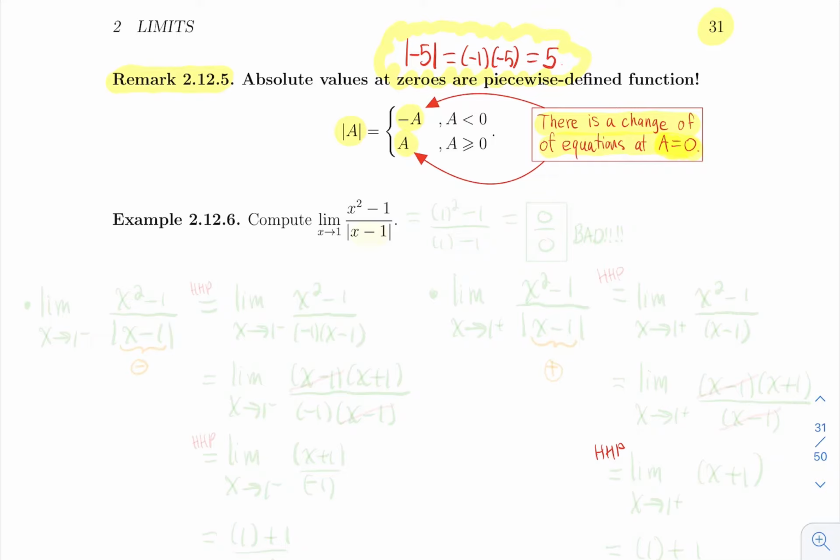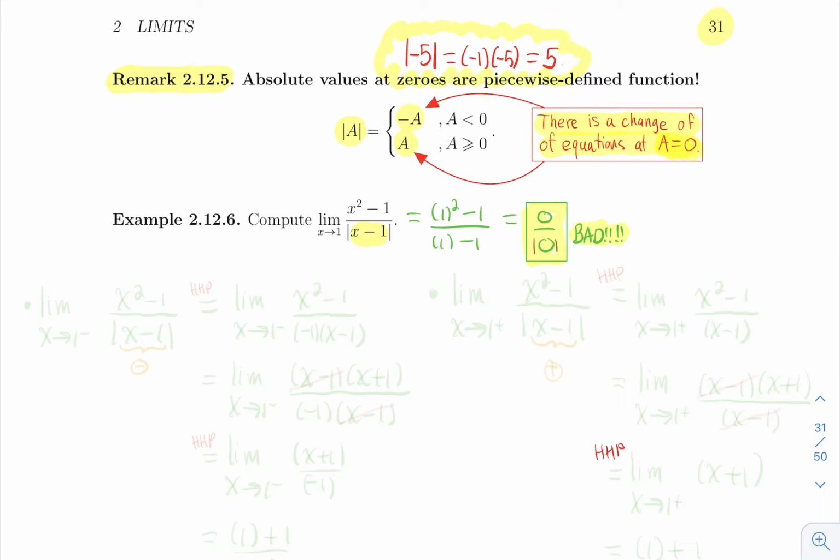So if we try it first, if we plug 1 inside, you get 1 squared minus 1 over 1 minus 1, you're going to get what? Big surprise again here. Okay, 0 over 0. And we know 0 over 0 are super bad cases. Okay, so that's pretty bad stuff. But what we have to notice here is that we have the absolute value of something, and that something is 0. So we have a change of equation here around 1 for x minus 1 inside the absolute value.